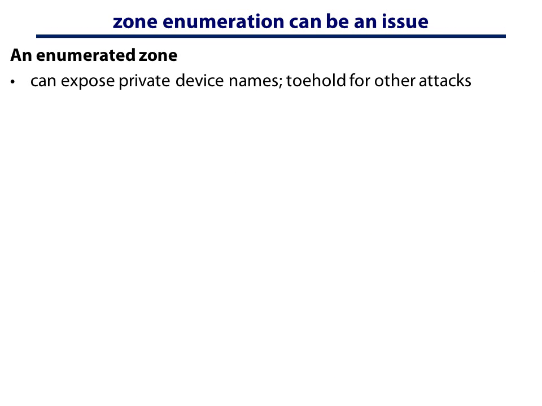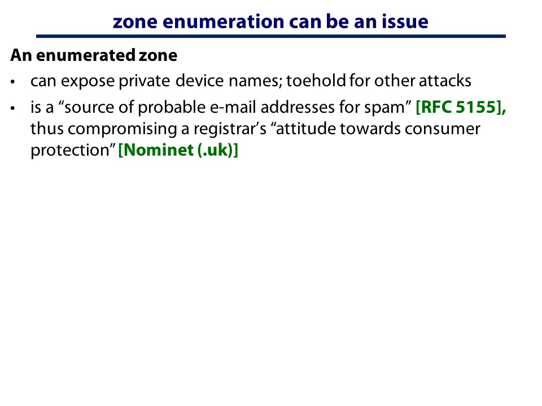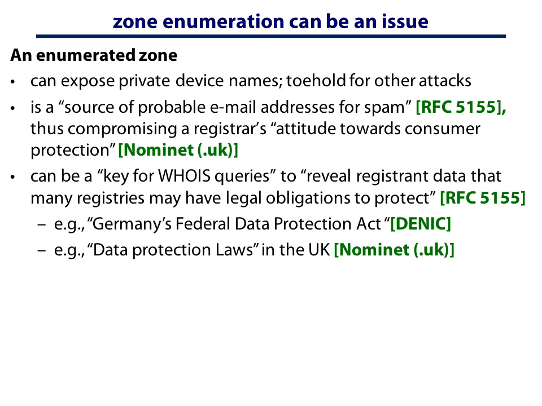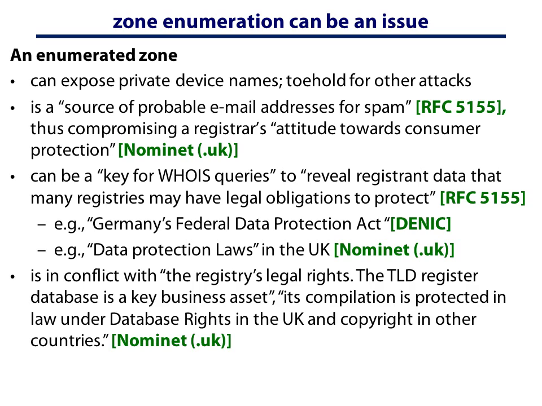At this point, you might ask why zone enumeration is an issue. It was enough of an issue to actually introduce NSEC5. Let me just give some of the reasons that have been mentioned. An enumerated zone can expose device names. With those device names, you can then survey a network and use that to launch other attacks. Alternatively, it could be a source of probable email addresses for spam, and this would compromise a registrar's attitude toward consumer protection. Alternatively, you can use the information in the zone file as a key for whois queries that can reveal registry data that violates data protection laws.